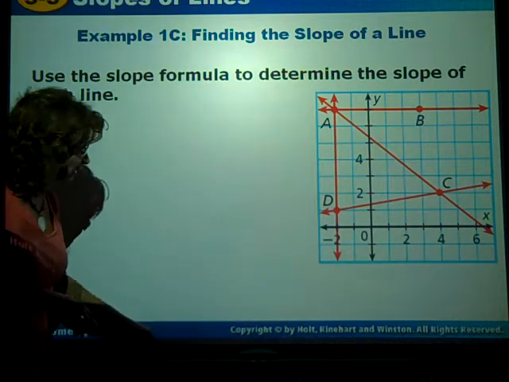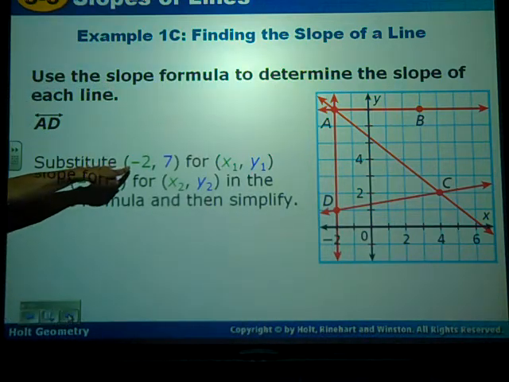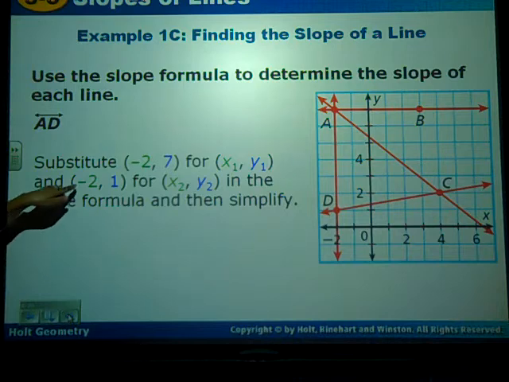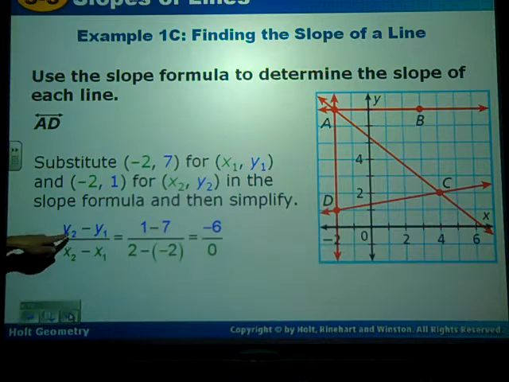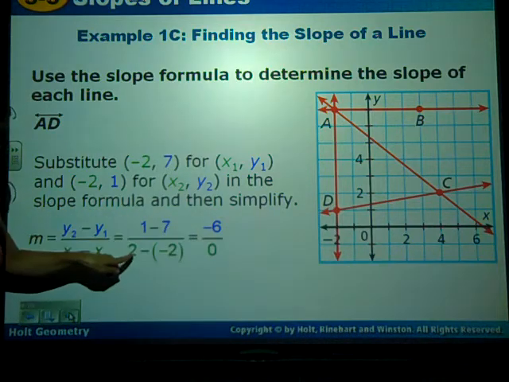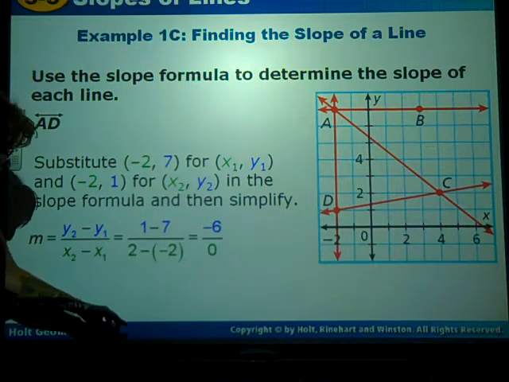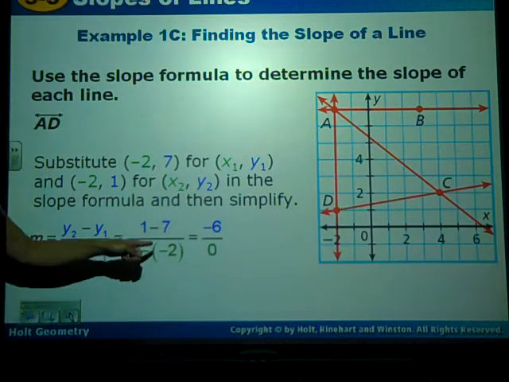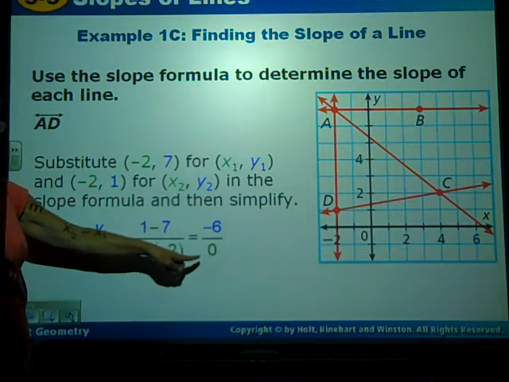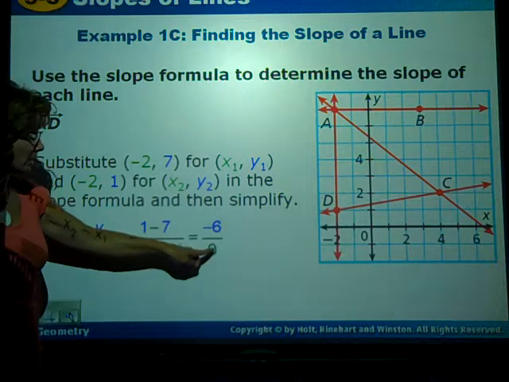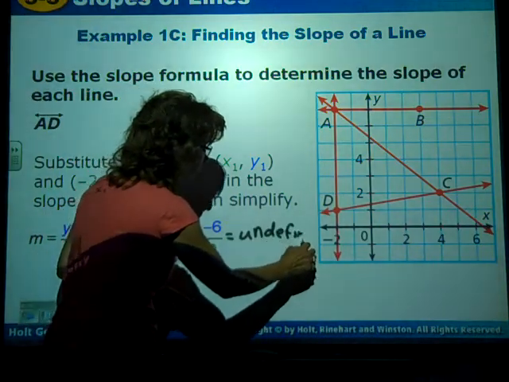AD, now this is another interesting one. We're going to put in negative 2, 7 for x sub 1, y sub 1, and negative 2, 1 for x sub 2, y sub 2. When we do that, we have 1 minus 7 is negative 6, but negative 2 minus negative 2 is 0. And if you've got 0 in the denominator, well, you know you can't do that. Math police will take you right away. That means the slope is undefined.